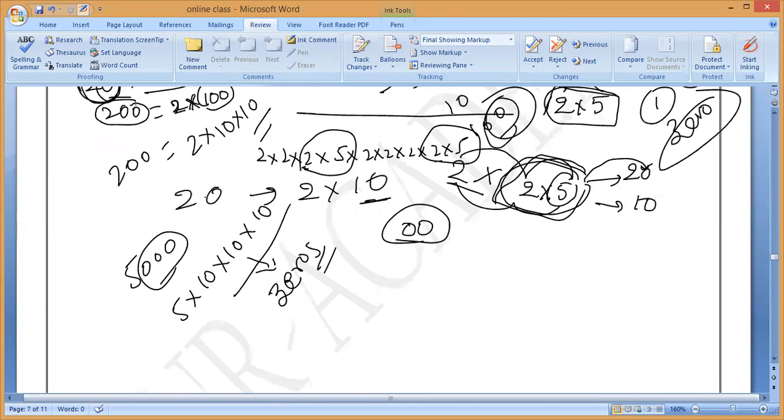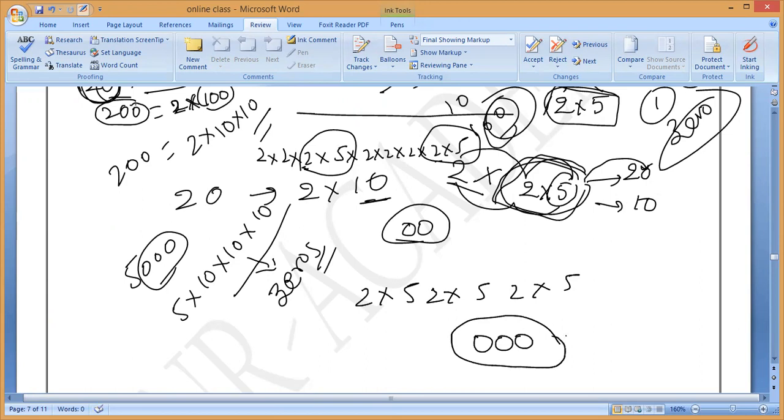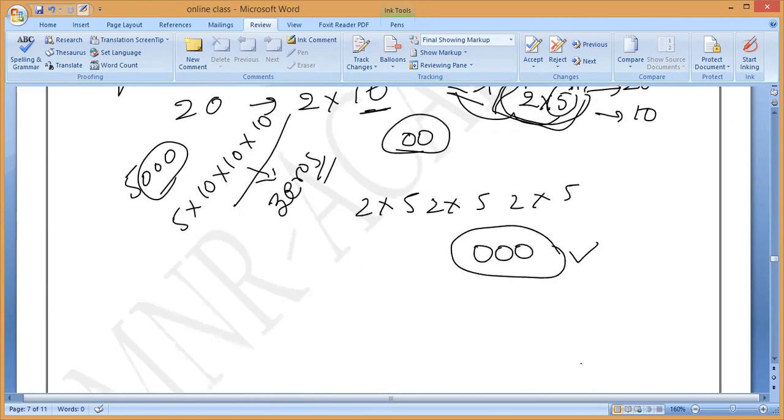Suppose 3 sets will come: 2 into 5, 2 into 5, 2 into 5. Like that 3 sets will come. Then at the end of the product, how many zeros will come? 3 zeros will come. Do you understand, all of you?